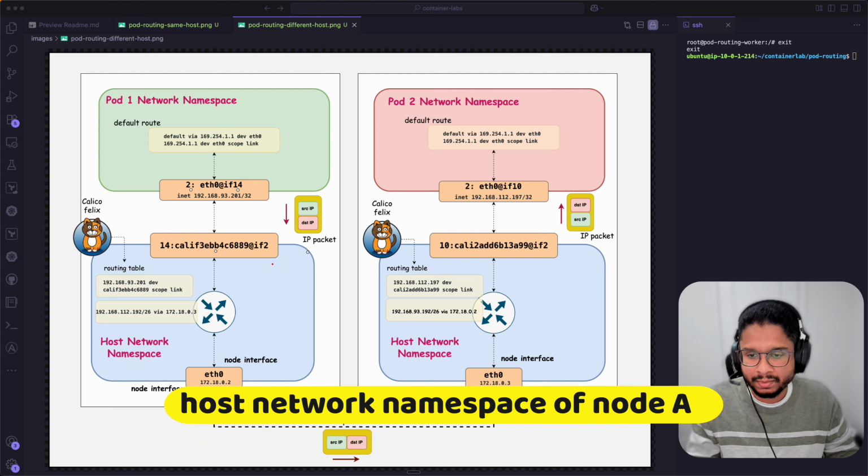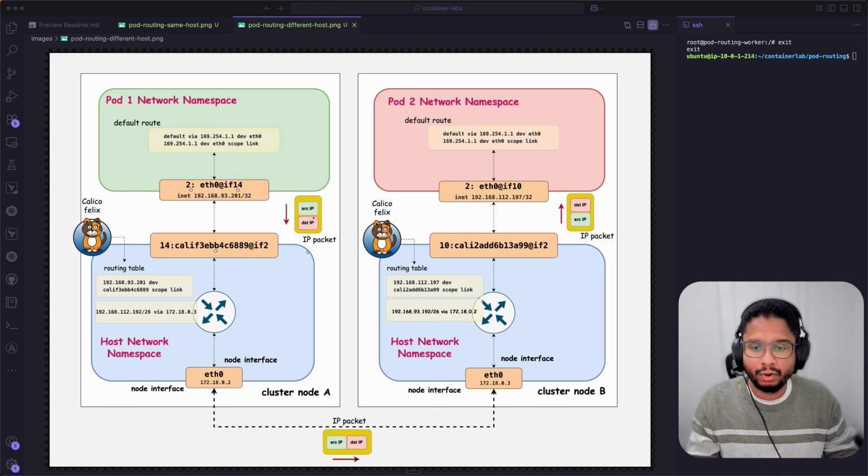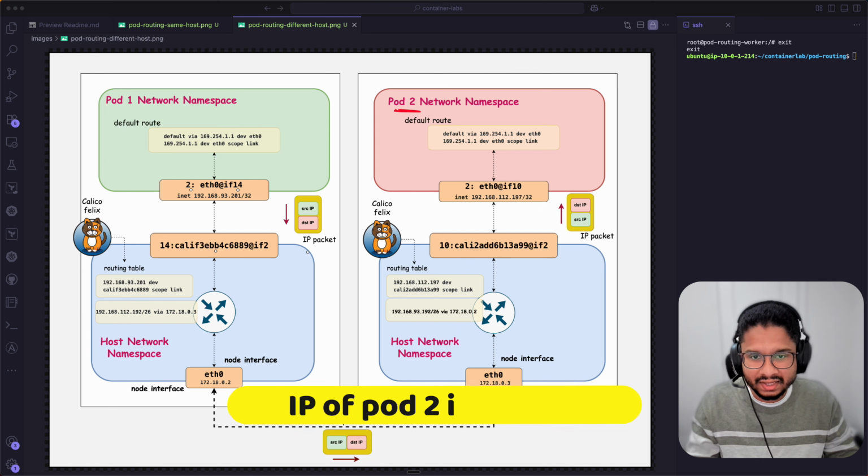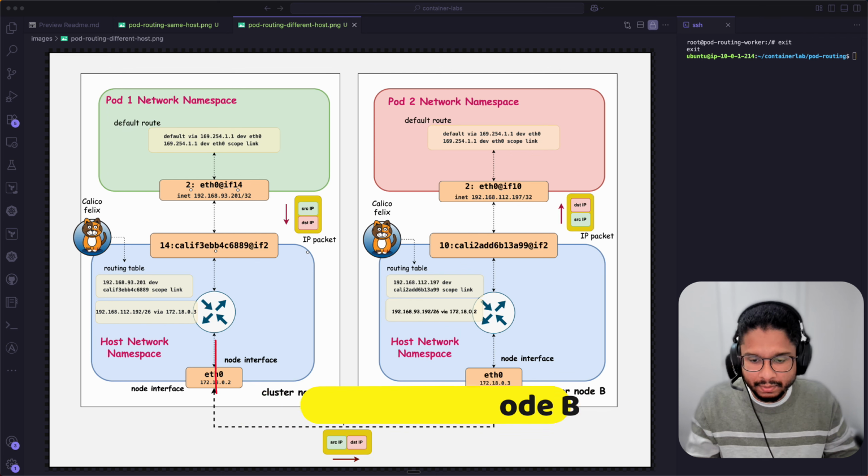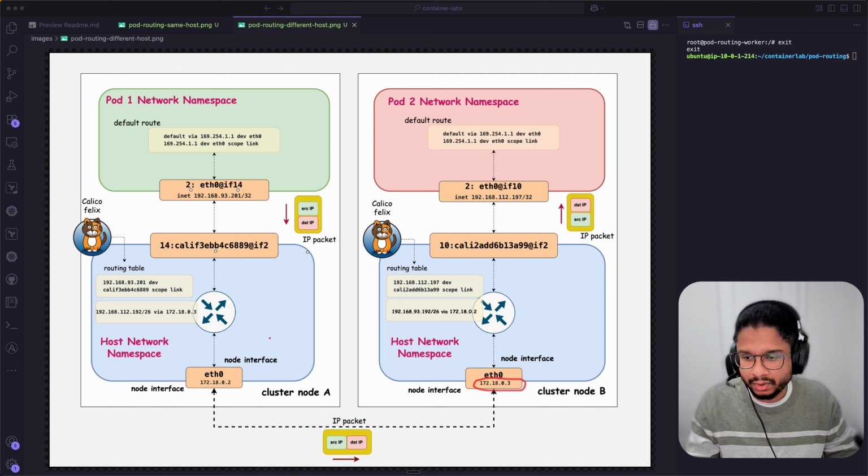So the host network namespace does a route lookup for the destination IP. And this route lookup is going to reveal that if you want to reach this pod IP, you send packets to 172.18.0.3. So if you want to reach any IP that belongs to this CIDR block, you send that to 172.18.0.3, which is the ETH0 interface of that particular cluster node, right?